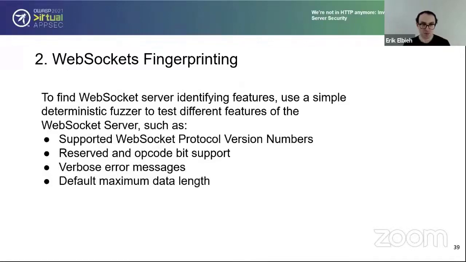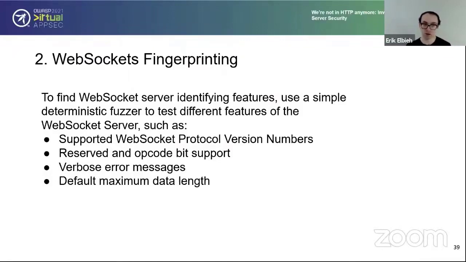In order to actually find out how WebSocket server implementations are different and find identifying features, I used a simple deterministic fuzzer to test different parts of the WebSocket frame, different features of the WebSocket server. And this lists a few. If you want the details, check out the tool documentation. But for instance, WebSocket protocol version number can be changed, and sometimes certain implementations will support version number 8 or version number 7, in addition to the most recent one, which is version 13, but others will not.